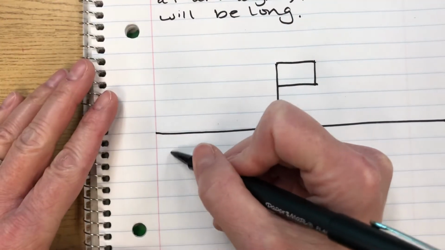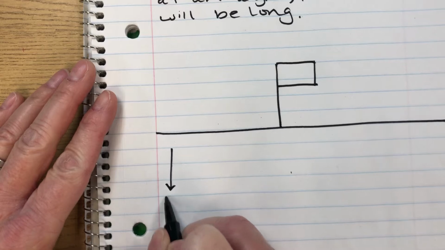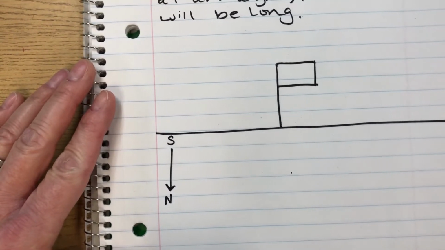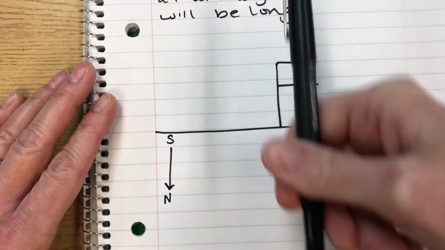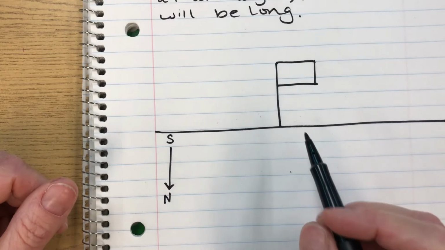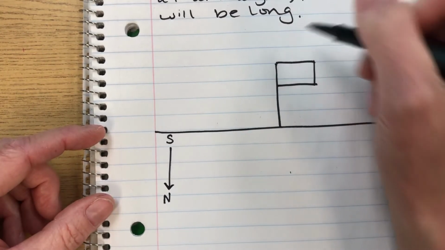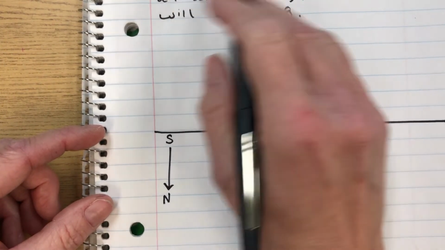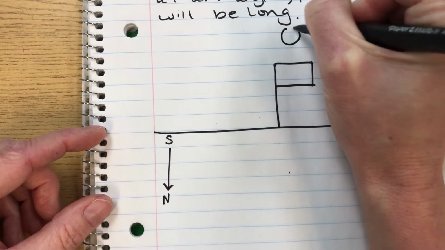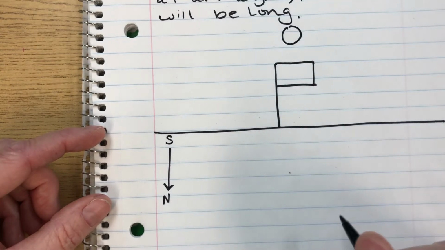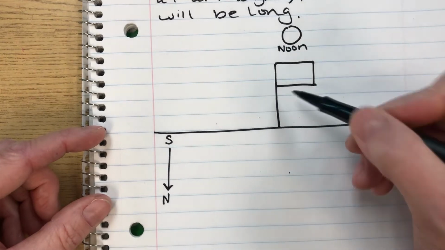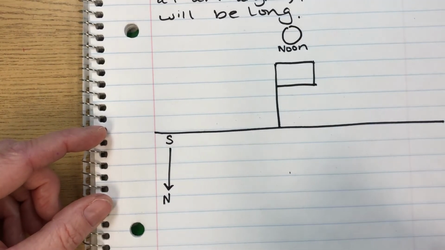So down here, I'm just going to draw a little diagram so you know north is heading this way. That means south is this way. So we're facing north. This flag is facing north. When it's facing north, when the sun is directly above this flag, so it says when the light source is directly above an object, so let's say the sun is right here, which I don't know if you've ever heard the expression high noon, but that would be at noon. Then the flag shadow is going to be short.